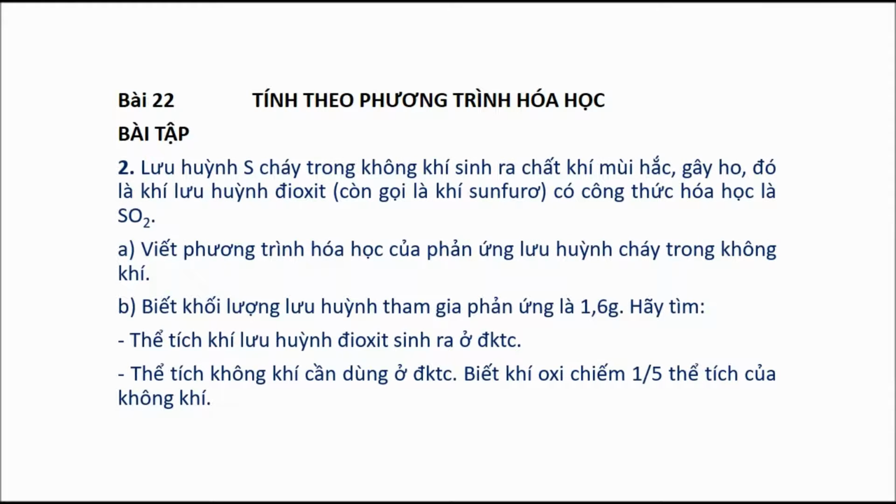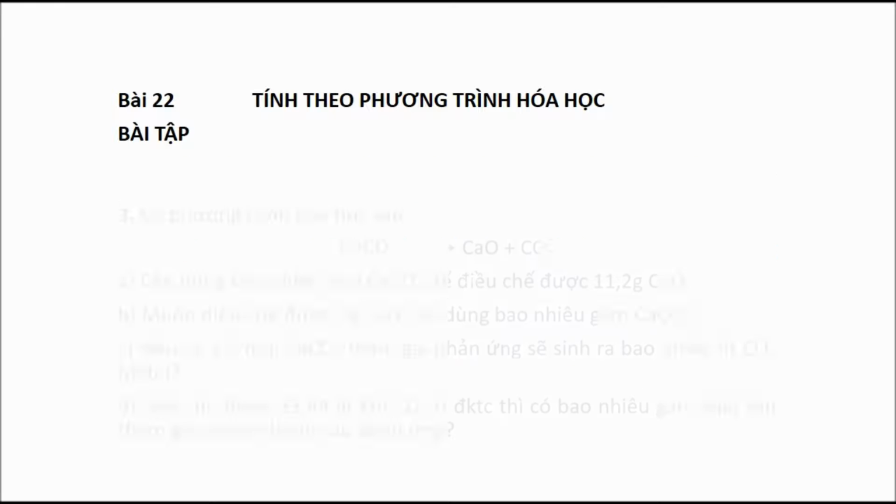2. Sulfur is burned in air to form a gas with a pungent and irritating smell, that is sulfur dioxide, which has the chemical formula SO2. A. Write the chemical equation of the combustion of sulfur in the air. B. Given that the mass of sulfur used in the reaction is 1.6 grams, find the volume of sulfur dioxide produced at STP, and the volume of air needed at STP, given that 1/5 of the air by volume is oxygen.